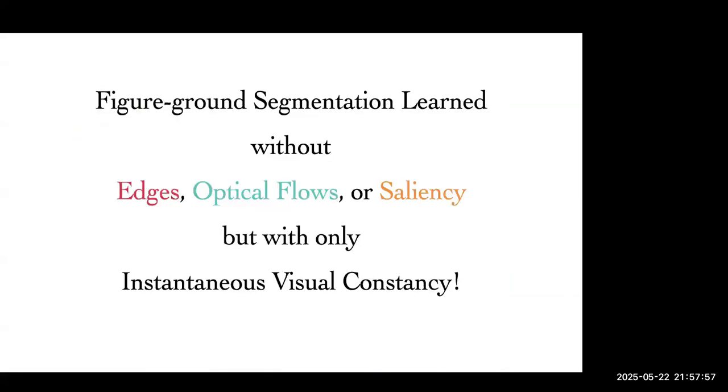So this work, when it came out, almost four years ago, a long time ago, was very shocking to me because I worked on computer vision for so many years. And I always thought vision has to start from somewhere, low level, and gradually build up. But this is figure-ground segmentation learned without edges, any conception of edges, optical flows, or saliency. The only thing it assumes is instantaneous visual constancy. The world has not changed significantly from one frame to the next. I only assume the world is not random.